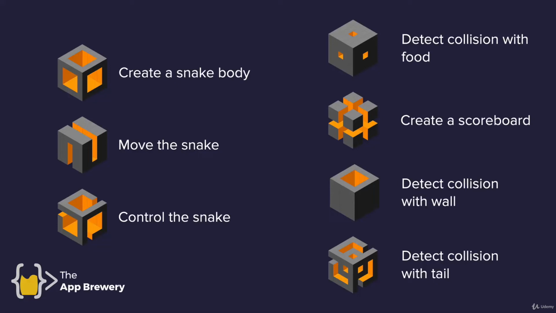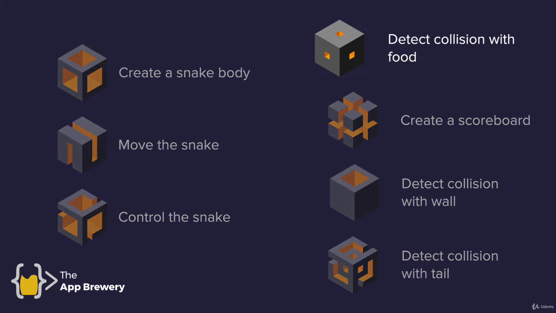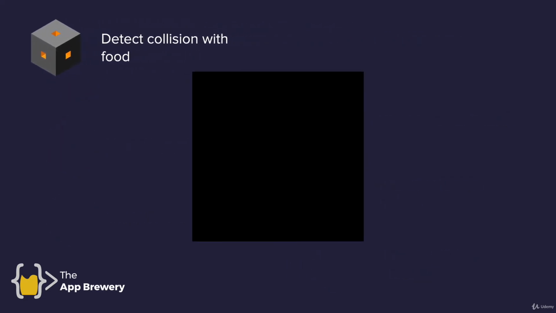All right, so now that we've learned all about inheritance, it's time to apply the theory to our snake game. And we're going to use it to detect collision with food. Our snake should be able to hit a piece of food, which is just going to be a blue circle, and every time it touches the food, the circle moves to a new random location on the screen.